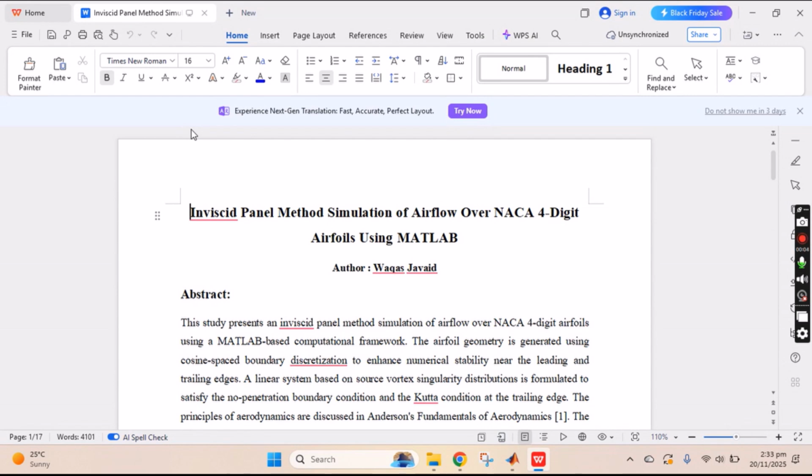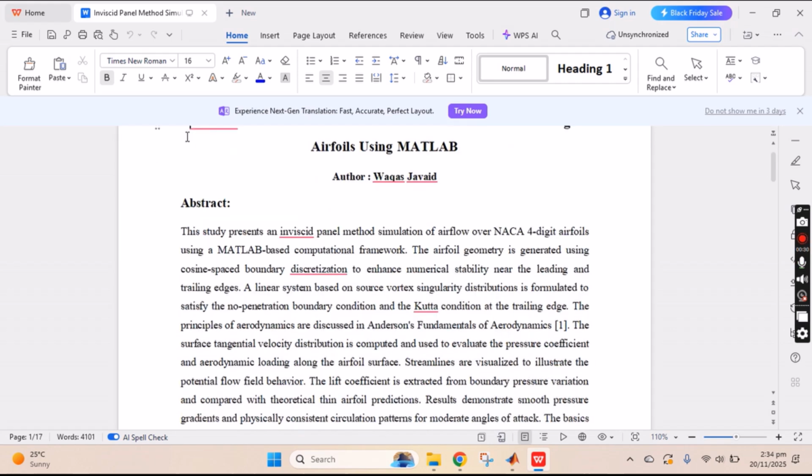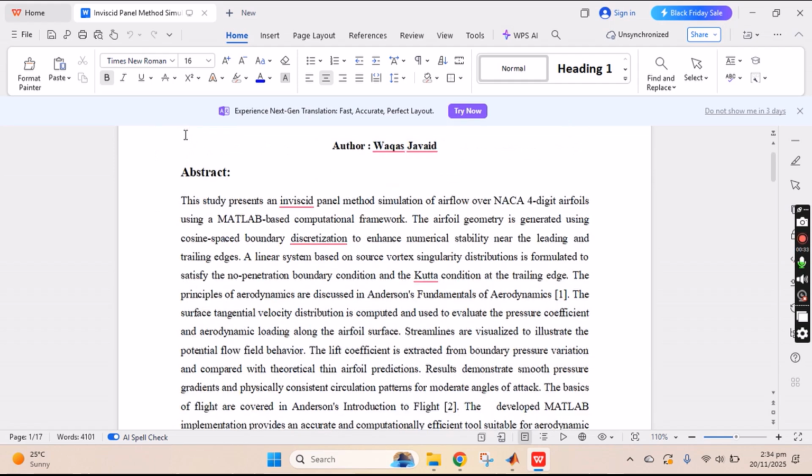Hi, this project is related to inviscid panel method simulation of airflow over NACA 4-digit airfoils using MATLAB. Basically, the inviscid panel method is a simulation of airflow over NACA 4-digit airfoils using a MATLAB-based computational framework. In that method, we have used cosine-spaced boundary discretization to enhance the numerical stability near the leading and trailing edges.